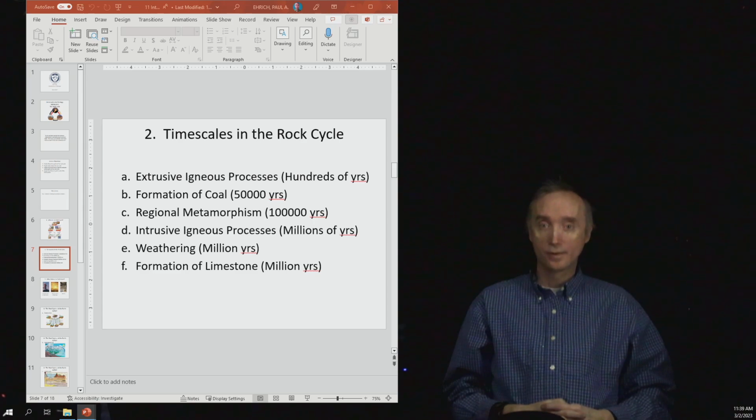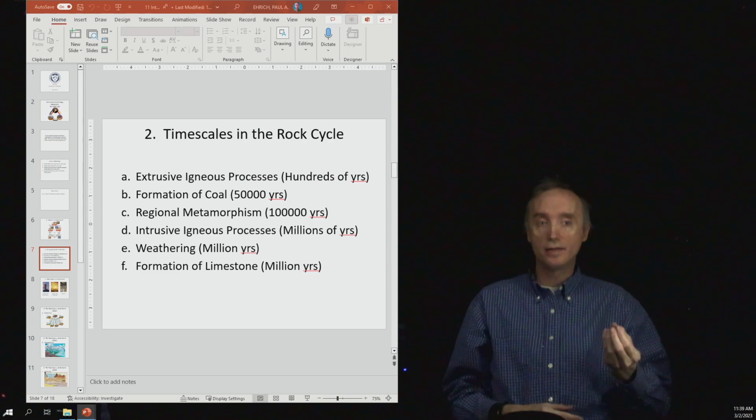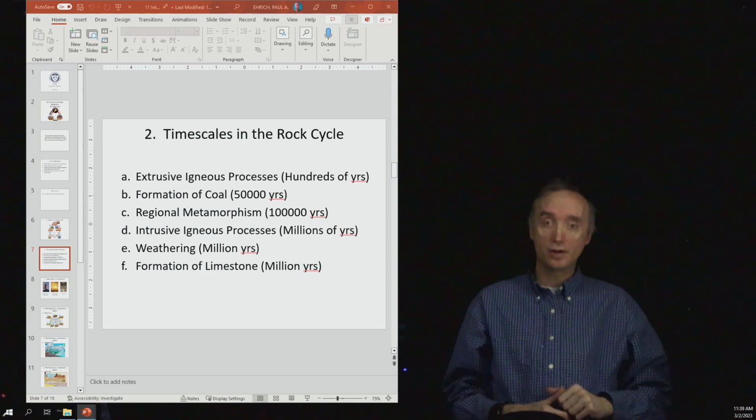Okay, then weathering. Okay, so how long does it take to take a rock and then turn it into sediments? Well, it could take up to millions of years, but it also depends on what the type of rock is. So some rocks are going to weather much faster than other rocks, but in general, weathering takes millions of years to occur.